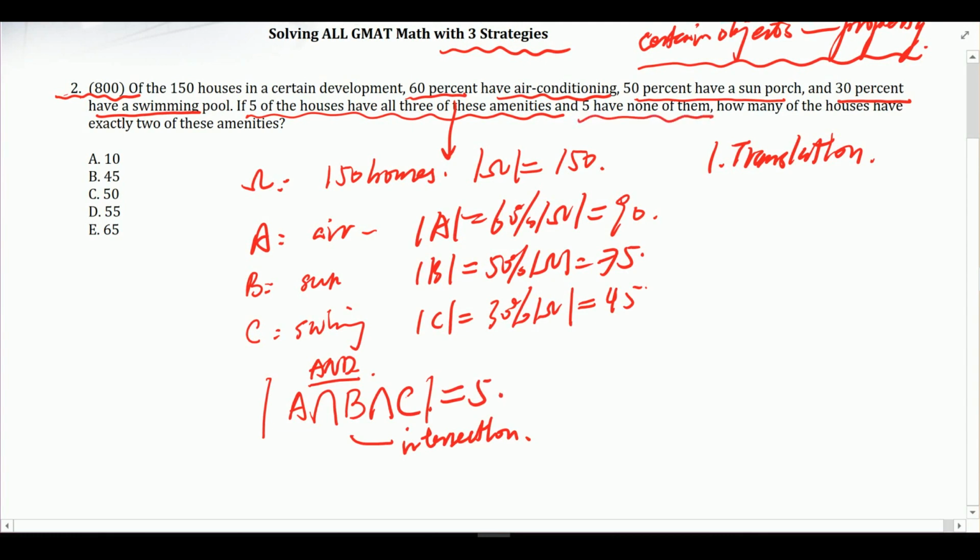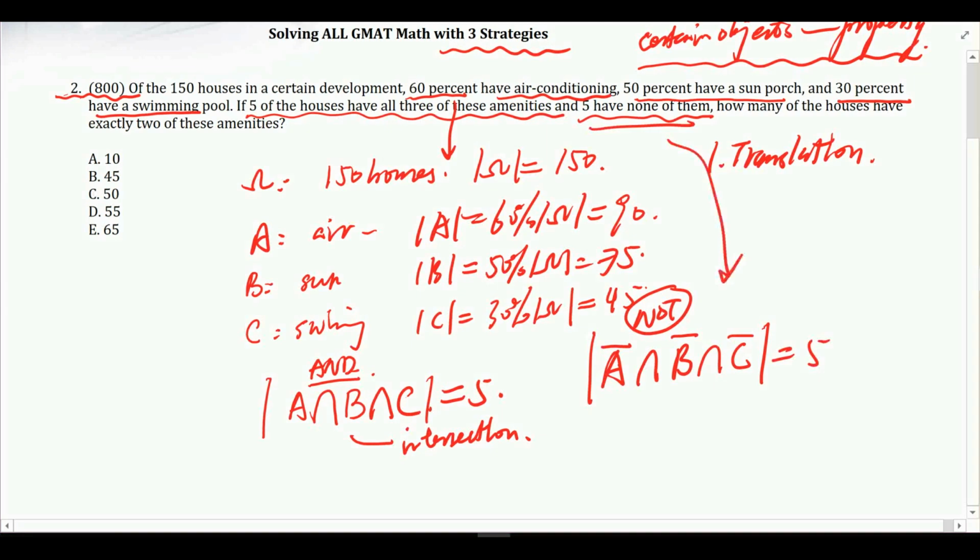And 5 have none of them. How do you translate that? It means you don't. This is called the complement, the official name, but I would like you to memorize it as "not." So that means you do not have air conditioning, and you do not have a sun porch, and you do not have a swimming pool. The number of houses for this one is also equal to 5. That is the proper translation into mathematical language.